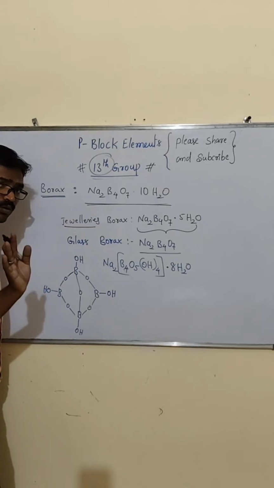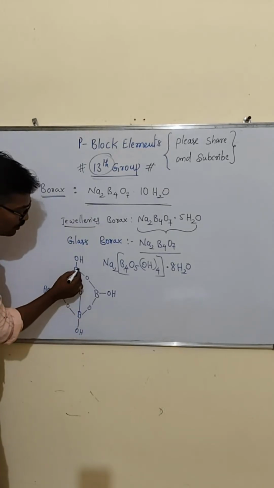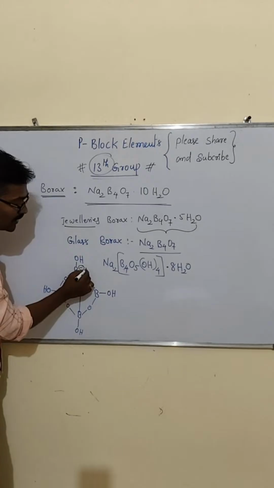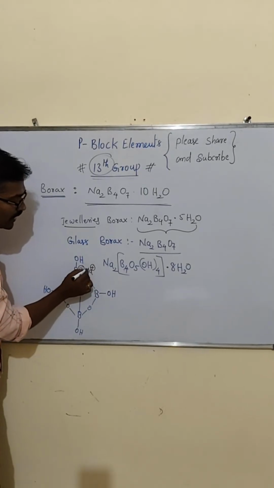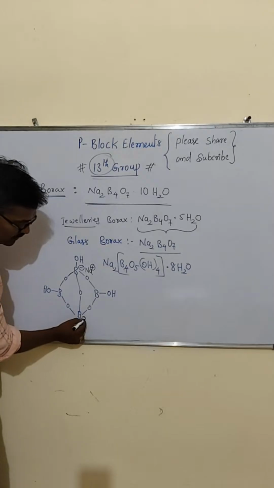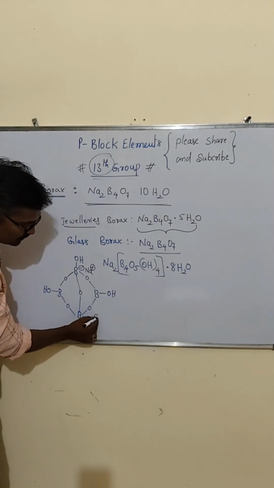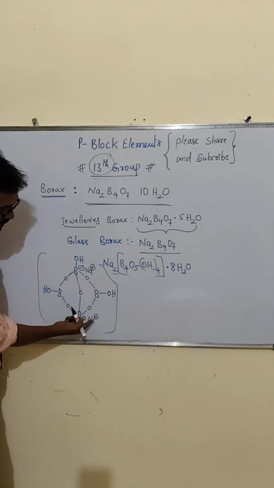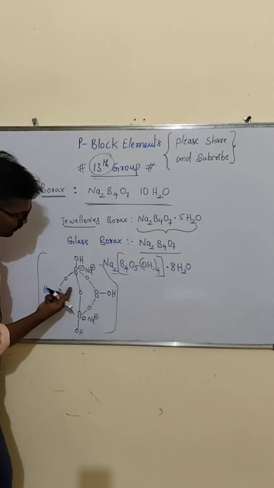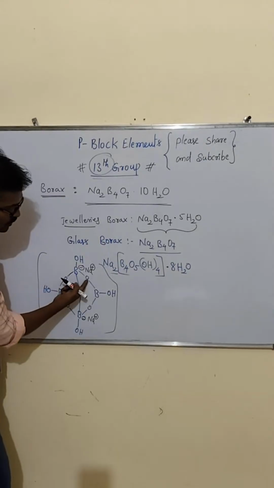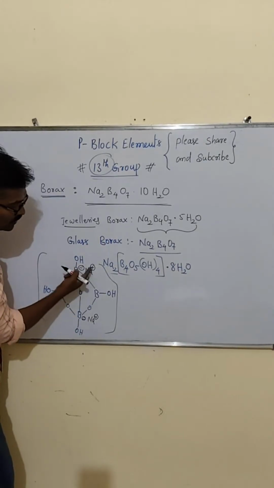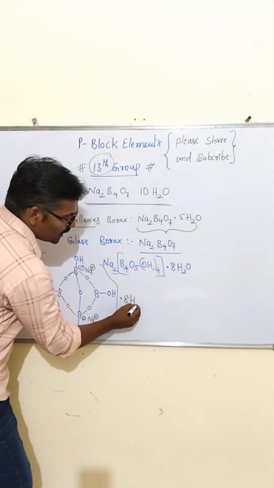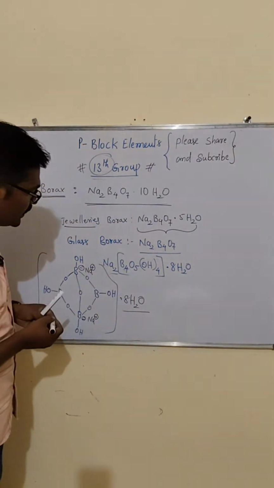Actually, boron valency is 3, right? Wherever 4 bonds are there, it gets a negative charge. To satisfy the negative charge, Na plus will be there. So the entire structure contains 2 Na, then B4, then O5, OH taken 4. Clear? Then dot 8H2O is water, we call it hydrated crystal.